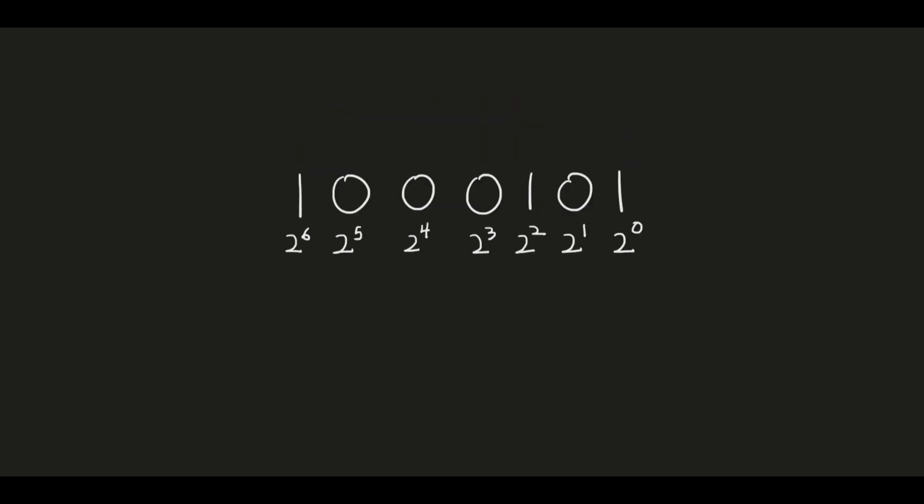Checking the accuracy of our conversion, 2 to the power of 6 is 64. 2 to the power of 2 is 4. 2 to the power of 0 is 1. Doing the mental math, you realize that would get you 69. So our conversion was correct yet again.